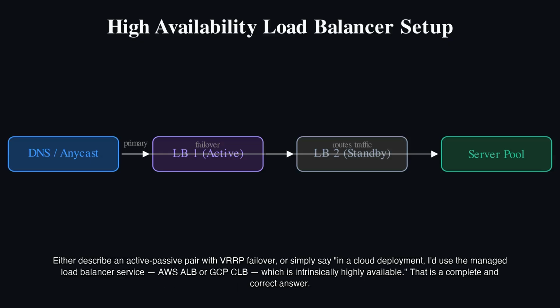Third, how is the load balancer itself made highly available? Either describe an active-passive pair with VRRP failover, or simply say, in a cloud deployment, I'd use the Managed Load Balancer Service, AWS ALB or GCP CLB, which is intrinsically highly available. That is a complete and correct answer.